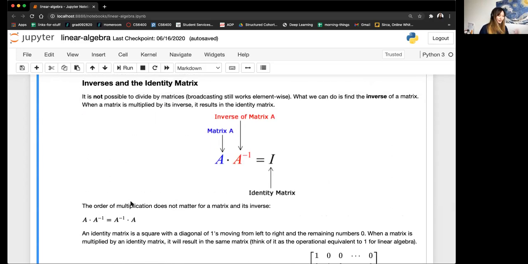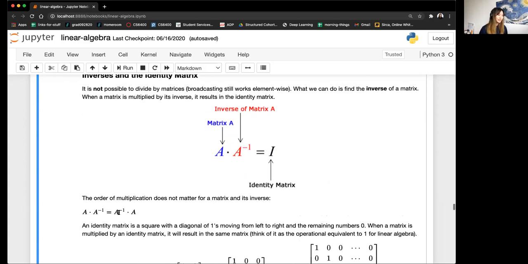One thing to note is when you're multiplying a matrix by its own inverse, the order doesn't matter, because it always equals the identity matrix, whether it's A multiplied by A inverse or A inverse multiplied by A. Doesn't matter for the specific scenario of a matrix and its own inverse.